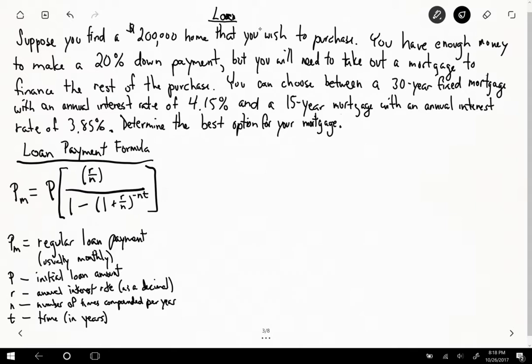Okay, and then we have this extra bit. We want to make a 20% down payment. What does that mean? Well, that means you're going to pay for part of the home up front, and usually that gets rid of private mortgage insurance and things like that. If you don't make 20% down, you're going to usually pay some extra fees along the way, and they'll just lump it into your monthly payment whether you realize it or not.